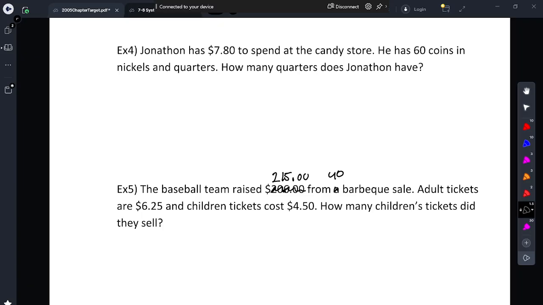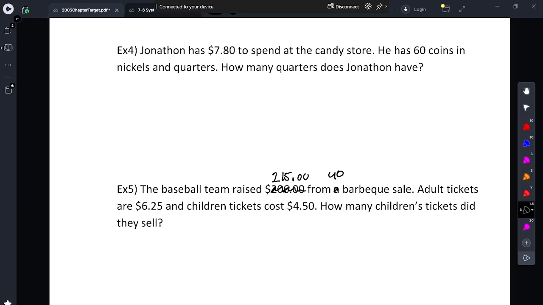And the type of problem they're going to be is they're usually going to tell you how many you have and then how much they're worth. So if I was reading example 4 there, how many do I have? 60. And how much are they worth? $7.80, right? How many and how much? Very traditional problem. Now there are some shortcuts to solving these, but we're going to solve these with systems.